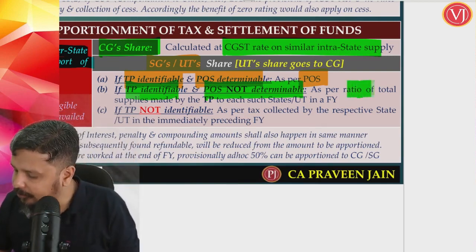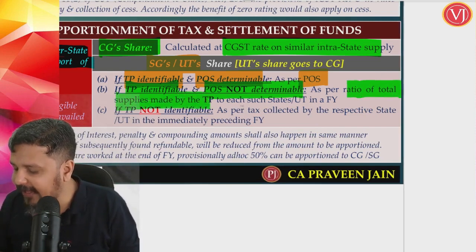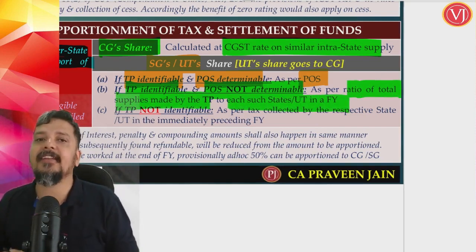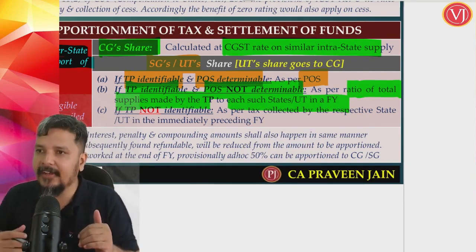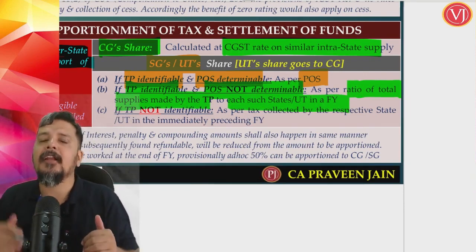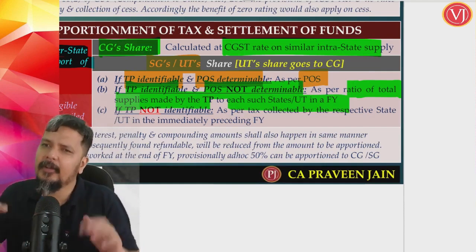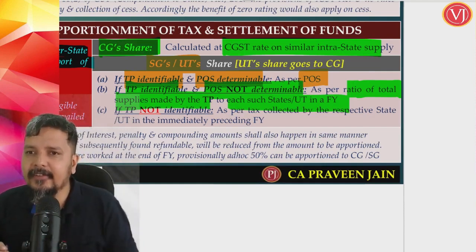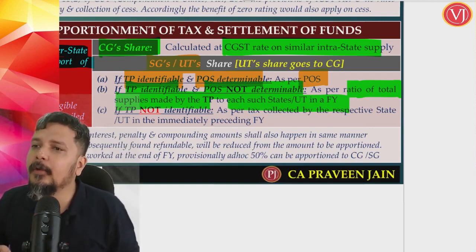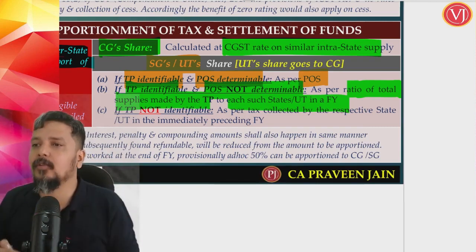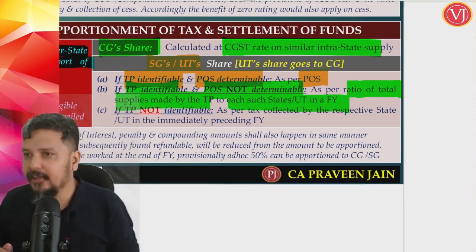So as per the ratio of total supplies made by the taxable person to each of the states in that financial year, go in that ratio and give to the different states. If that supplier has made supplies only to 3 states, within his state and outside his state only 2 states, distribute it among only those 3 states in that ratio based on that financial year.